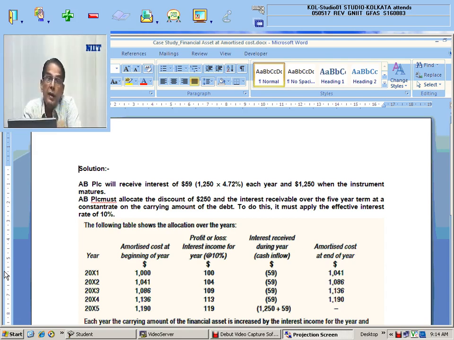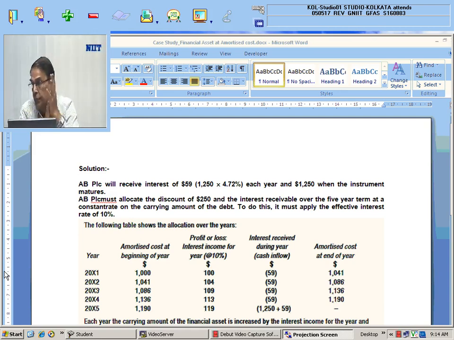So this is the working of the particular case study where a debt instrument, a financial asset, has been purchased and is required to be measured at amortized cost. So Ritupavana, responding to your question, we are now doing lesson 2, session 17, financial instruments. This is the case study on financial assets at amortized cost, the second case study, the first one we did earlier. I hope it is clear to you.